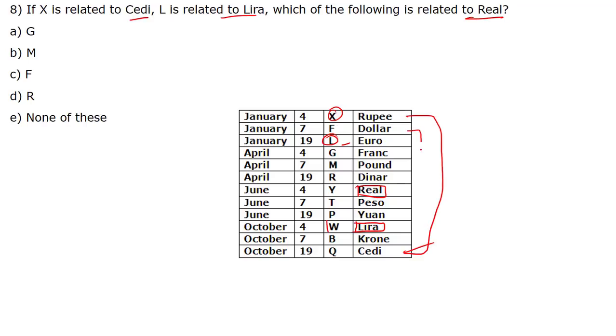That means dollar and krone has to be related to this. Then L and lira has to be related to this. Then I can certainly say that G and P is related to this. So M and T is related to this. Then R and Y is related to each other. So therefore real is related to R. Real is related to who? R. So therefore that's nothing but option D. I hope you got it. So if X is related to cedi, then F would be related to krone. In the same manner, L will be related to W. So if we go in this way, real would be related to R. So therefore R should be our answer.